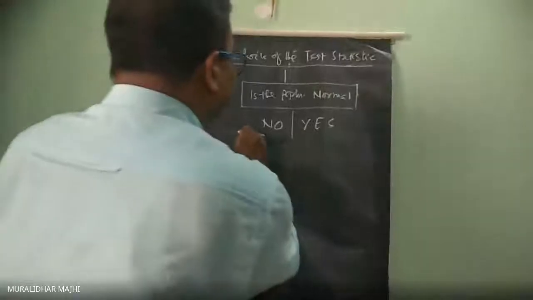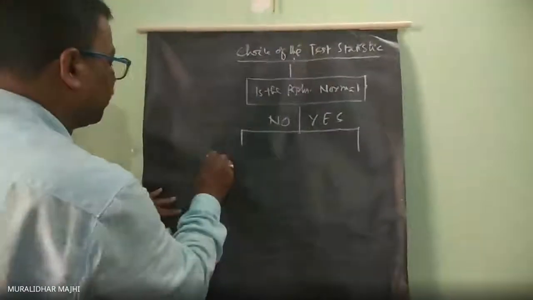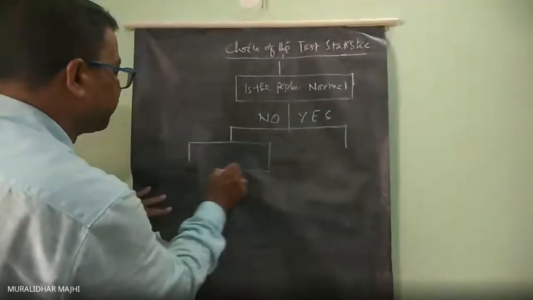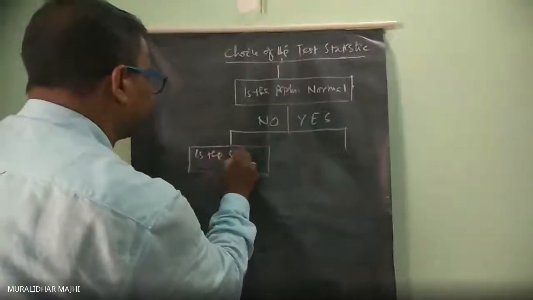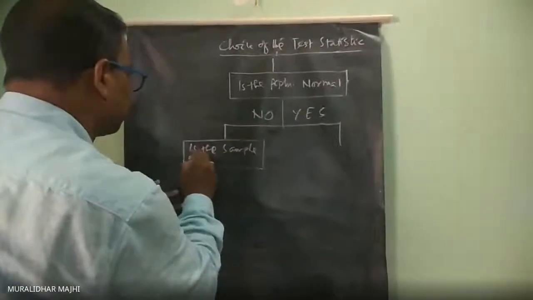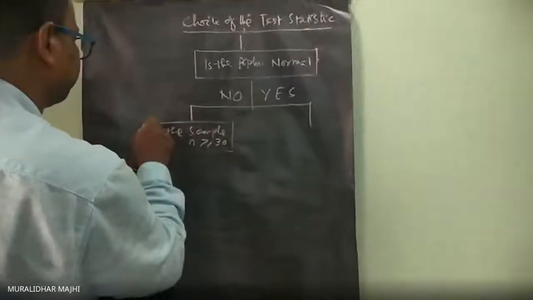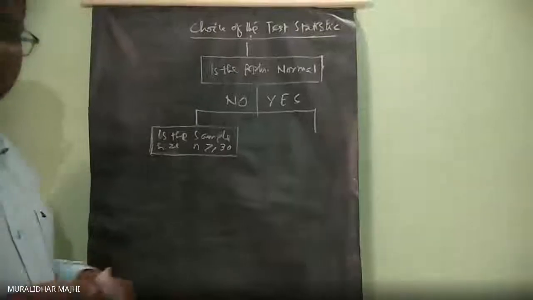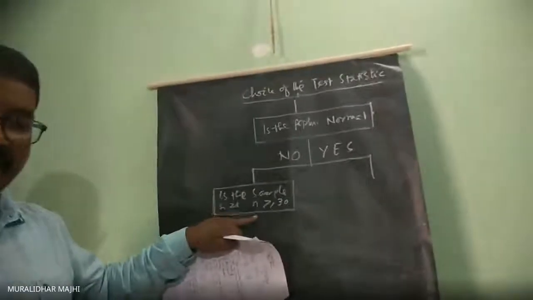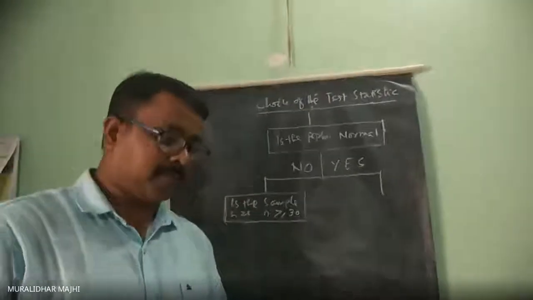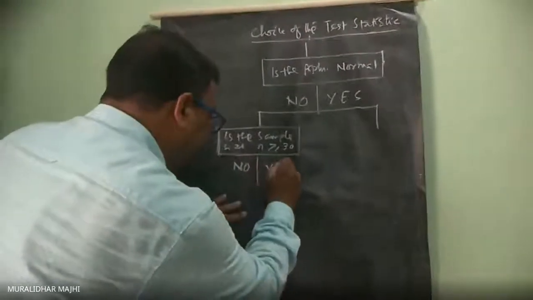Okay, dear student? Then, I can say in this way that if it is no, you can ask another question. Is the sample size n greater than or equal to 30? See the question. Is the sample size n greater than or equal to 30? Then there are two options. No and yes.